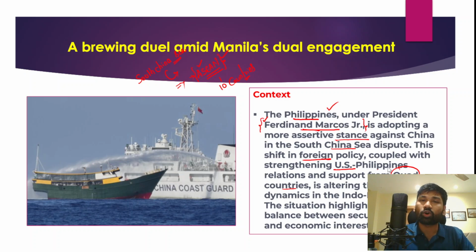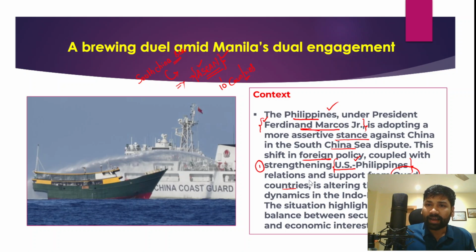So these 4 countries are Quad members, and this change in stance of the Philippines toward China with respect to the South China Sea dispute is particularly because of 2 reasons. One reason was the strengthening of the Philippines' relations with the US in recent times, and the Philippines also getting constant and regular support from all these Quad countries against Chinese belligerence in the South China Sea. Because of that reason, there is a shift in the foreign policy of the Philippines under President Ferdinand Marcos Jr.